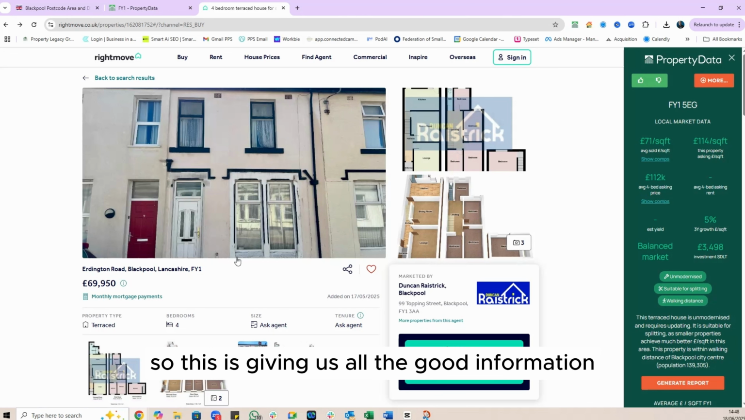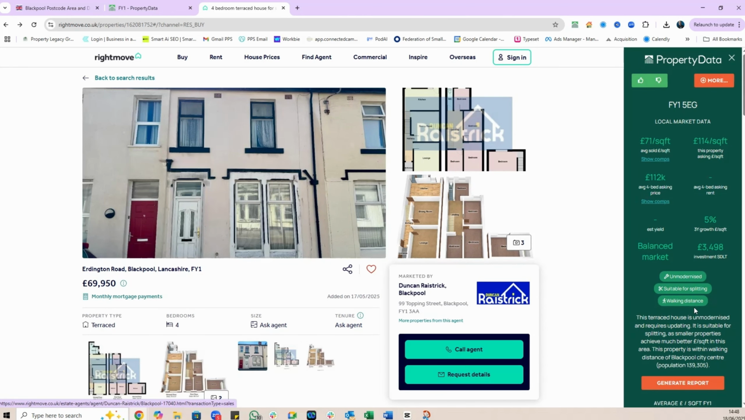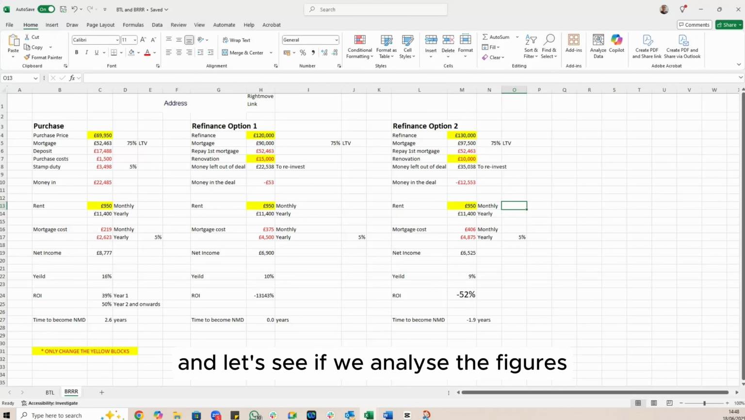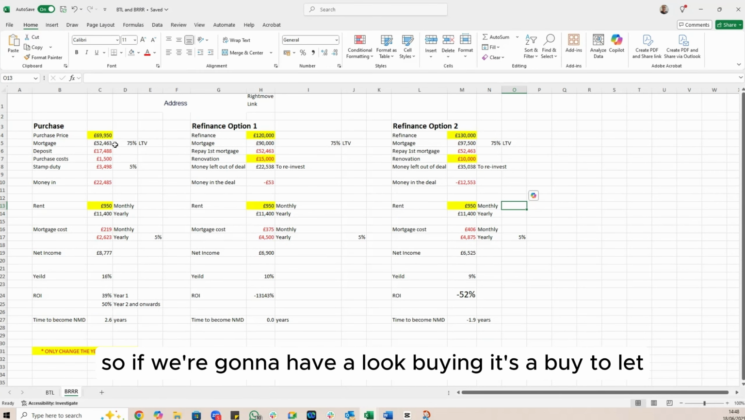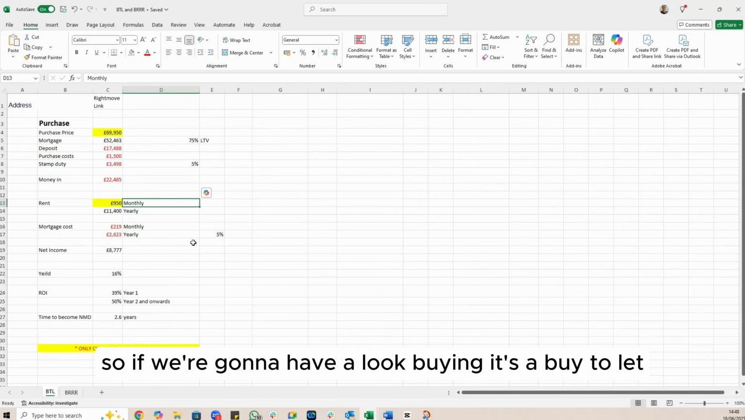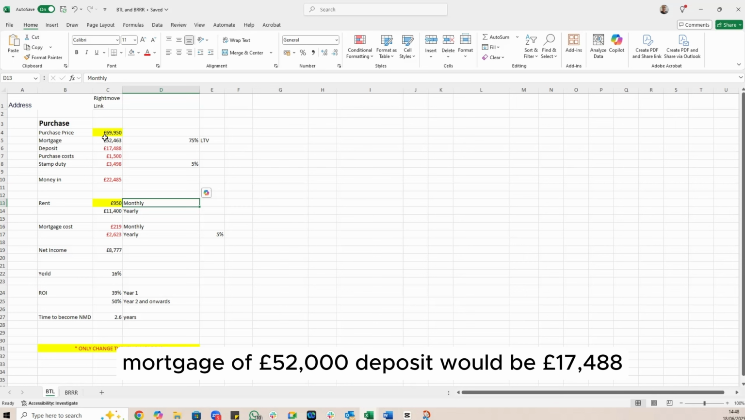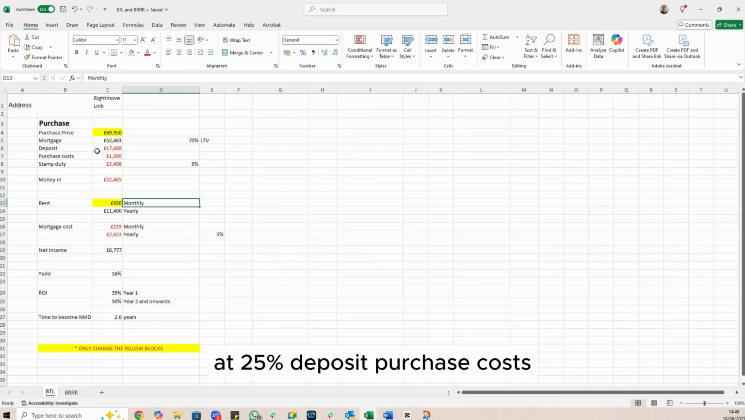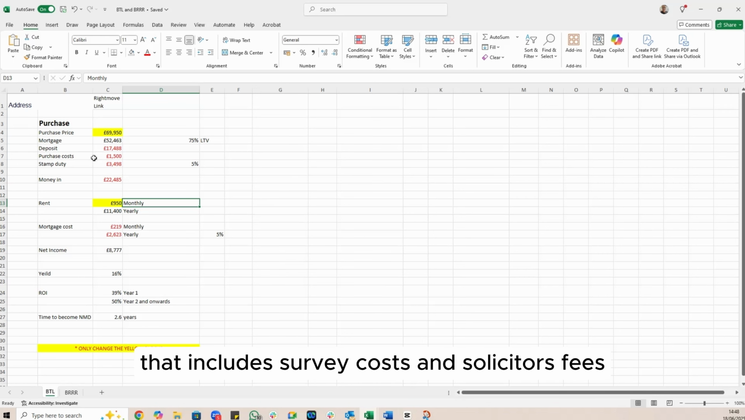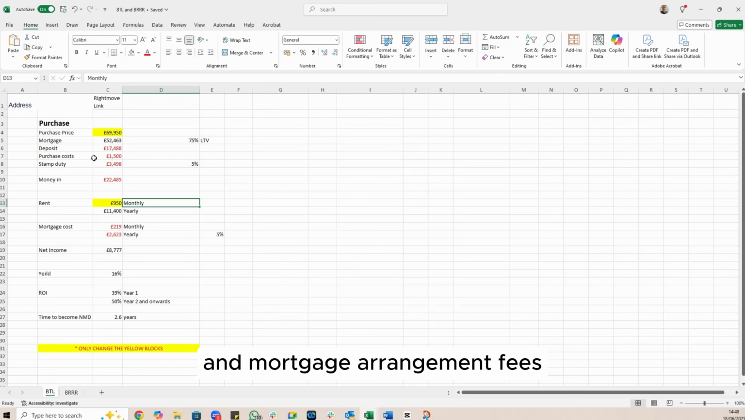So this is giving us all the good information. Let's see if we analyze the figures. If we have a look, buying it as a buy-to-let: 69,950, mortgage of 52,000, deposit would be 17,488 at 25% deposit. Purchase costs include survey costs, solicitors' fees, and mortgage arrangement fees. Stamp duty is at 5%, and so the total money in is less than 22,500.